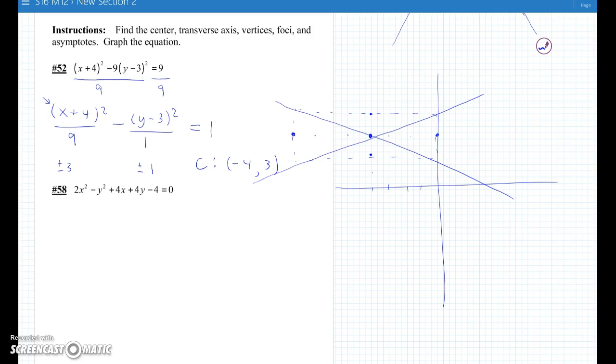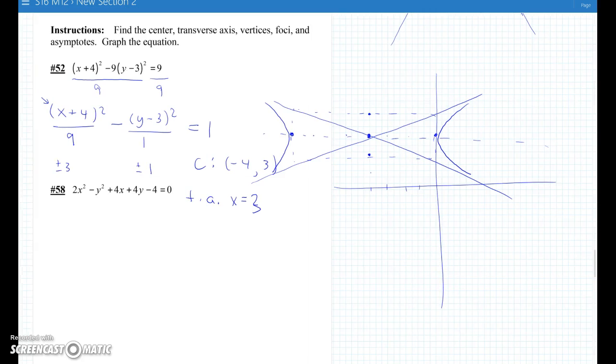I see the x term is coming first, so I know the transverse axis is parallel to the x-axis, so I can see which points are the vertices and which are just the helper points for drawing the graph. So there's my equation. I found the center, negative 4, 3. The transverse axis, can you see that it's the line y equals 3. Sorry, I can't see my dots very well. So it's the line y equals 3.